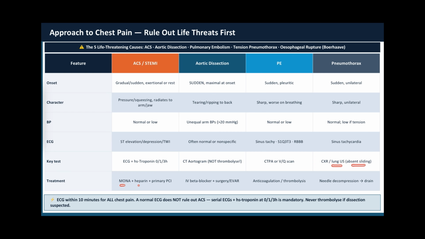Treatment would be monoheparin and the primary PCI. In case of aortic dissection, IV beta blockers is the first thing that you need to give before actually shifting the patient to the OT. Surgical repair is inevitable in these patients.